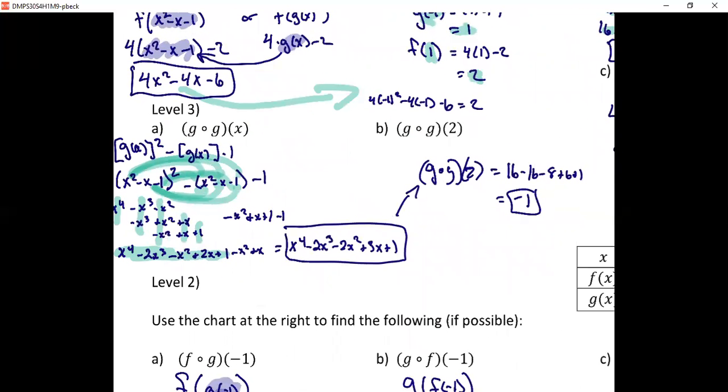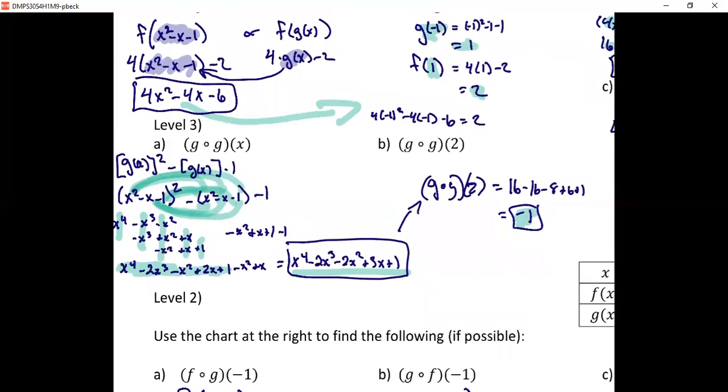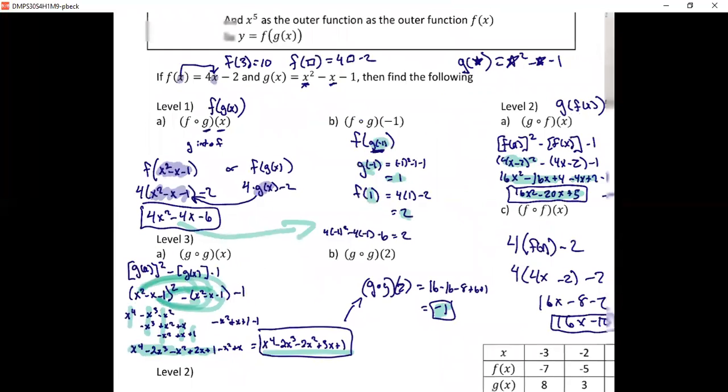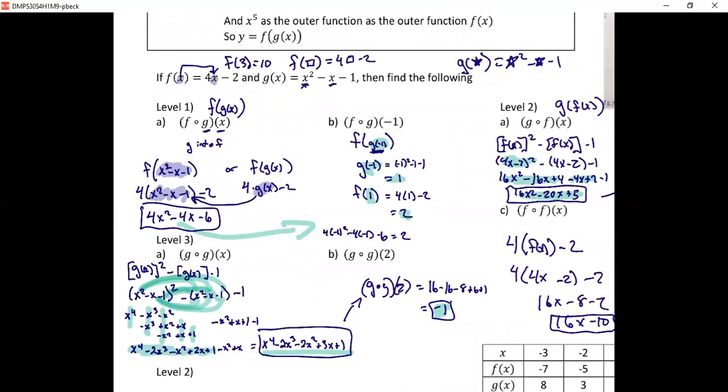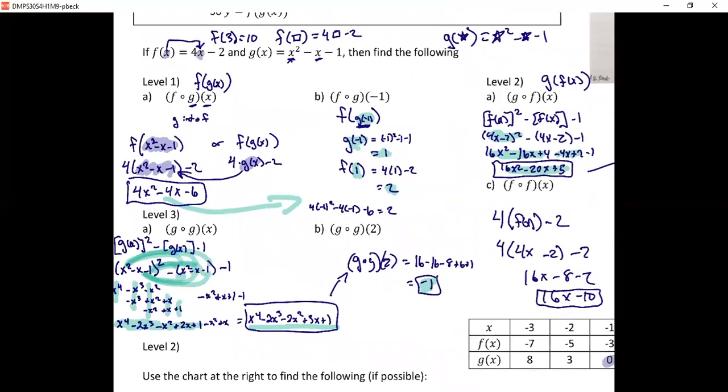Now g of 2 is negative 1. We could find it by plugging it in here. Or in this case, it might actually be simpler just to plug 2 into the g function. So if we plug 2 into the g function, we'll get 4 minus 2 minus 1, which is 1. Then plug in 1, we'll get 1 minus 1, which is negative 1. So this is definitely a case where g of 2, g of 1, which is negative 1, I think that one might actually be a little faster to do numerically.